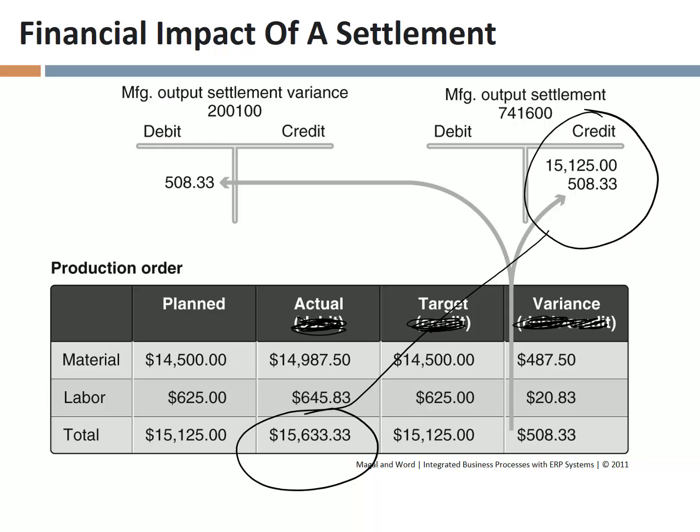Questions about this? Yes? Would it be common for companies to have multiple variance accounts? We could absolutely do that, in which case this would be 2 entries instead of one, and you could see exactly how it would work here.